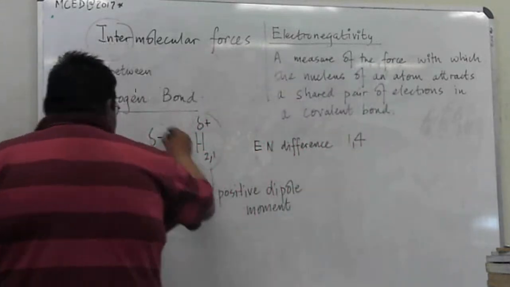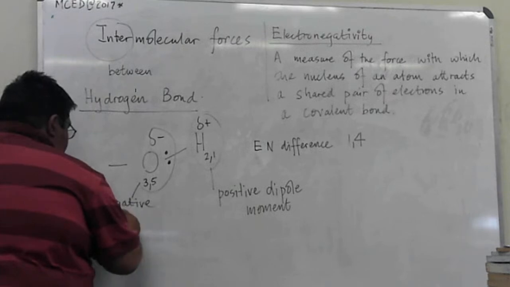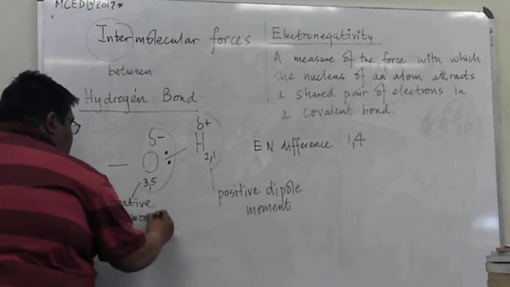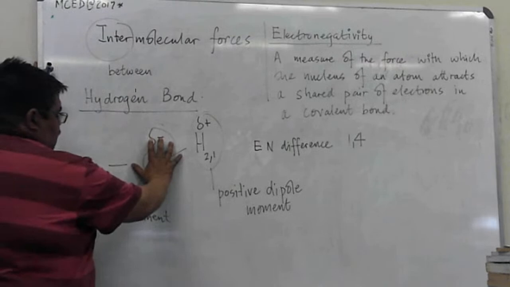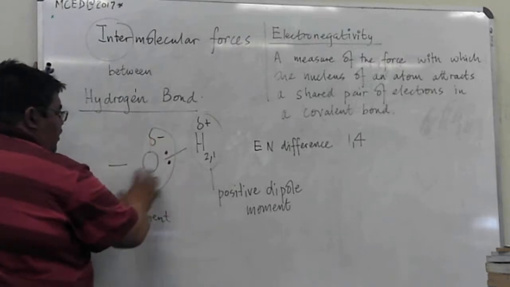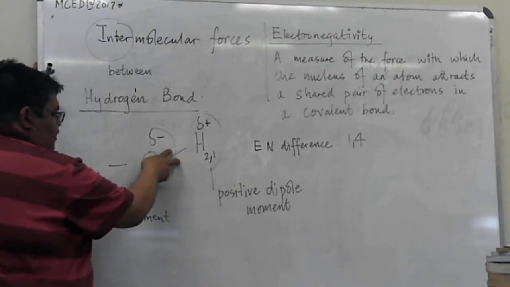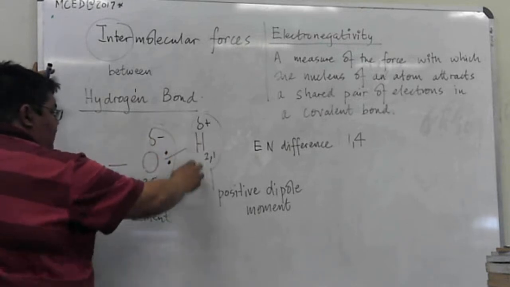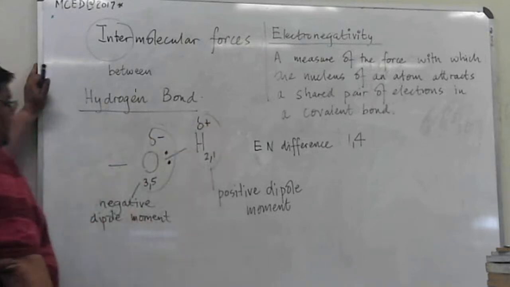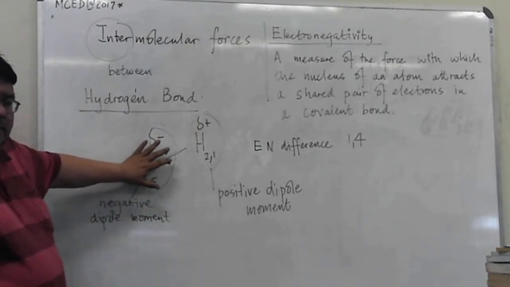This is referred to as a negative dipole moment. So, the oxygen forms a negative dipole moment because of its stronger electronegativity. The electrons are pulled closer to it, pulling them further away from the hydrogen, making that region slightly positive. So this is a positive dipole moment, this is a negative dipole moment.